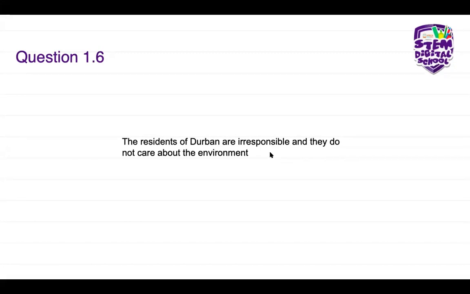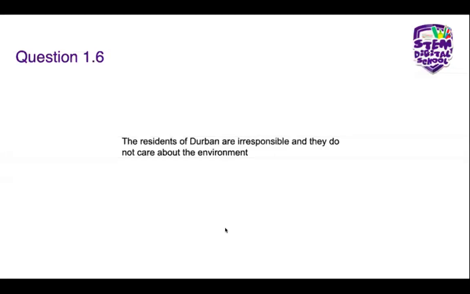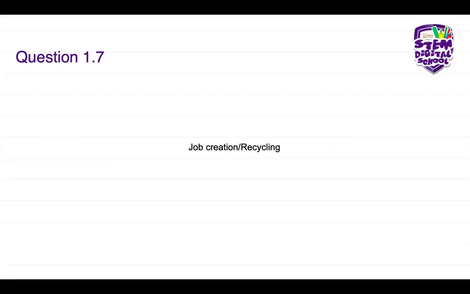All right, and then 1.7, it says, refer to paragraph 7, and it asks, Bart Smith's boom assists in the gathering of plastic to reduce pollution. Name one other benefit related to this process. Okay, let's see. Job creation and recycling. Yes.